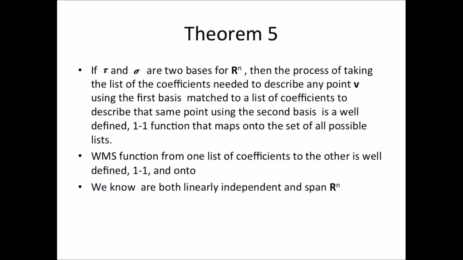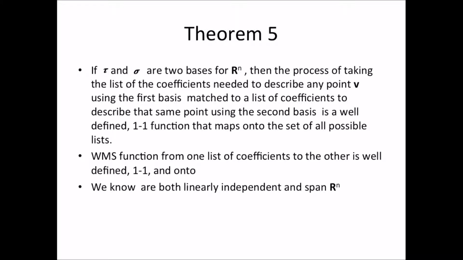So if tau and sigma are two bases for Rn, then the process of taking the list of coefficients needed to describe any point V using the first basis is matched to the list of coefficients to describe the same point using the second basis. And this mapping is a well-defined one-to-one function and onto all sets of possible lists.